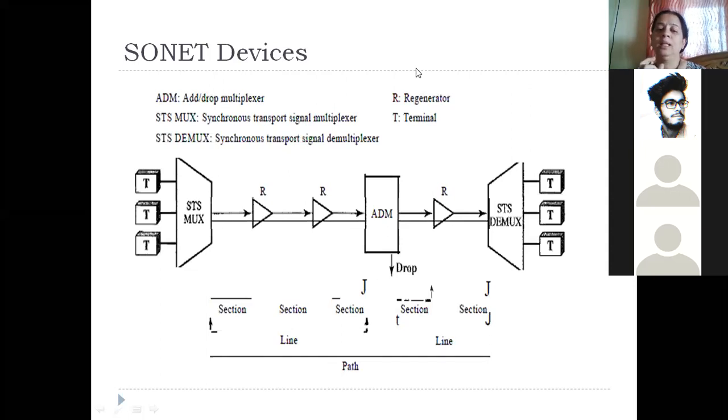We also know that the connection between any two adjacent devices is called a section. The connection between two multiplexers is called a line, and the connection between two end devices is called a path. Okay, so we had learned this diagram, and we know now what the standard SONET devices are.